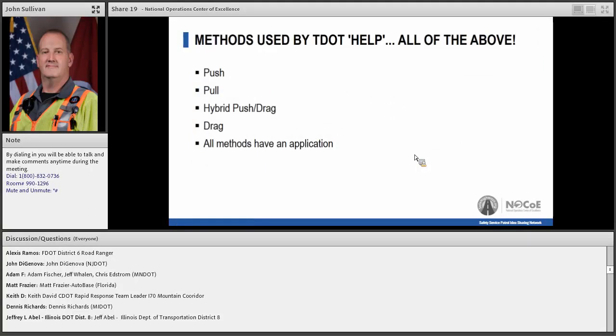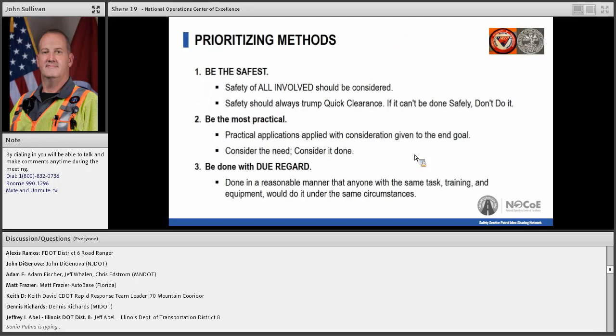So here, I'm going to speak about Region 3 here in Middle Tennessee. We have 4 regions. I'm mainly speaking on Region 3, but it's basically statewide, with all the methods that are used by TDOT Help. Obviously, we use all the methods, and all the methods have an application at one point or other.